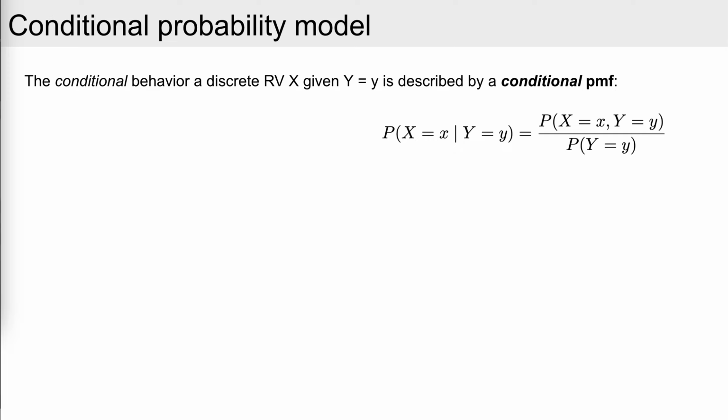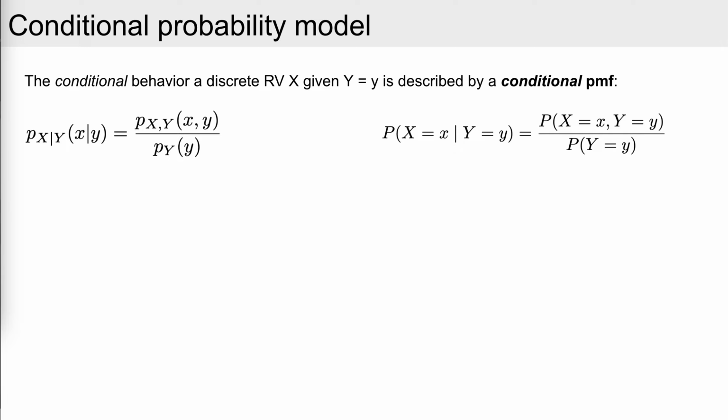Or using formal notation, the conditional PMF of x given y equals the joint PMF of x and y divided by the marginal PMF of y alone. This formula indicates the importance of tracking and using subscripts. X given y indicates a conditional PMF. X comma y indicates a joint PMF. And y indicates a marginal PMF.